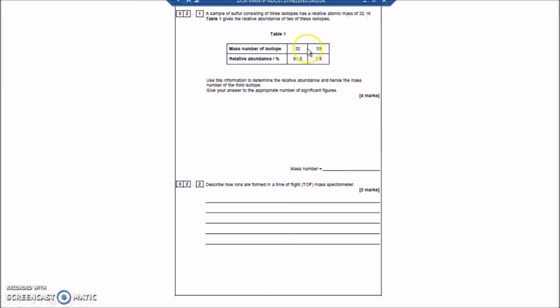We know that the average is 32.16. So what we've got to do is imagine there's 100 particles. 91 particles have got mass 32, 1.8 particles have got mass 33, and the remaining, which is 7.2 particles, have the mass whatever that is.